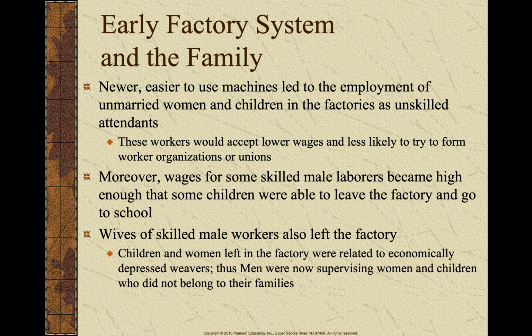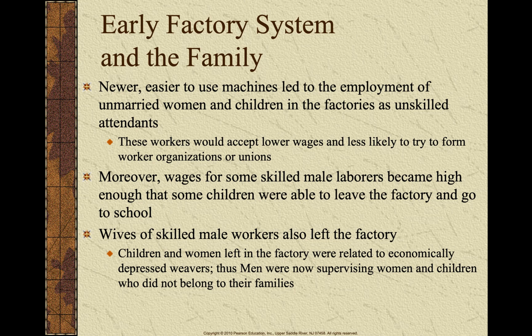Another change that we're going to be seeing is that the wages for some skilled male laborers increase. Those wages increase enough that some of their children are going to be able to leave the factory and go to school. And the wives of these really skilled male workers are also going to be able to leave the factory, as the male in this family makes enough money for the wife to not have to work and for the child to not have to work. What's important about this implication is that many children and women are going to leave the factory that were related to economically depressed weavers.